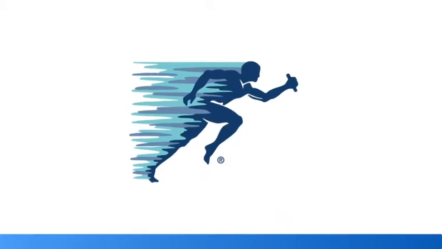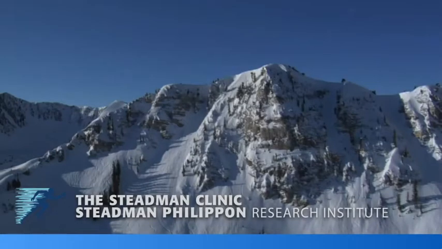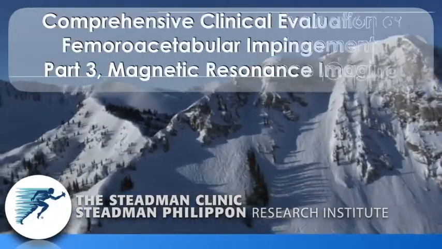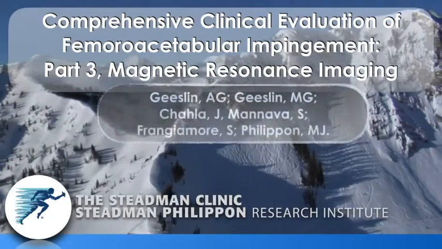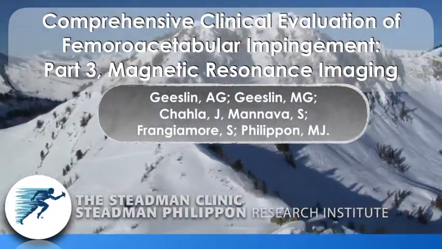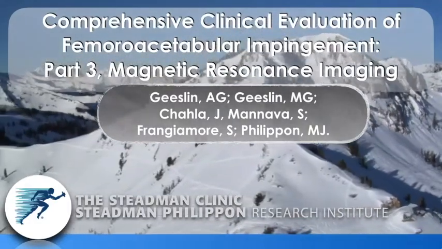The title of this article is Comprehensive Clinical Evaluation of FAI, Part 3, Magnetic Resonance Imaging, and it is the final article in a three-part series on evaluation of the patient with hip FAI. Part 1 addressed the physical examination, and Part 2 addressed radiograph interpretation.